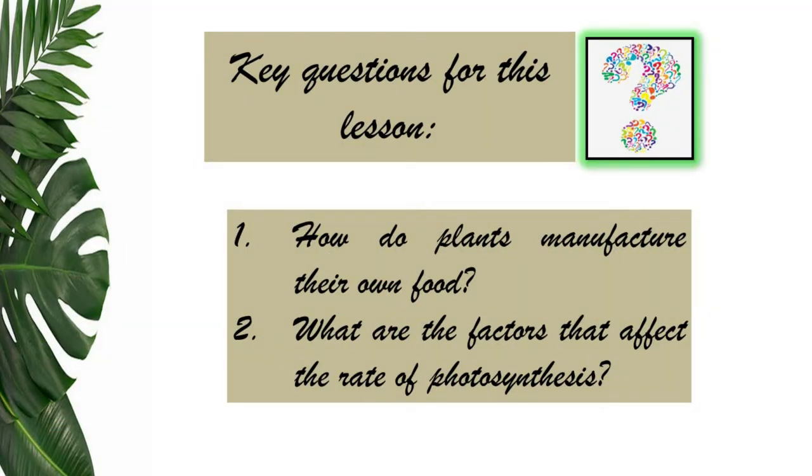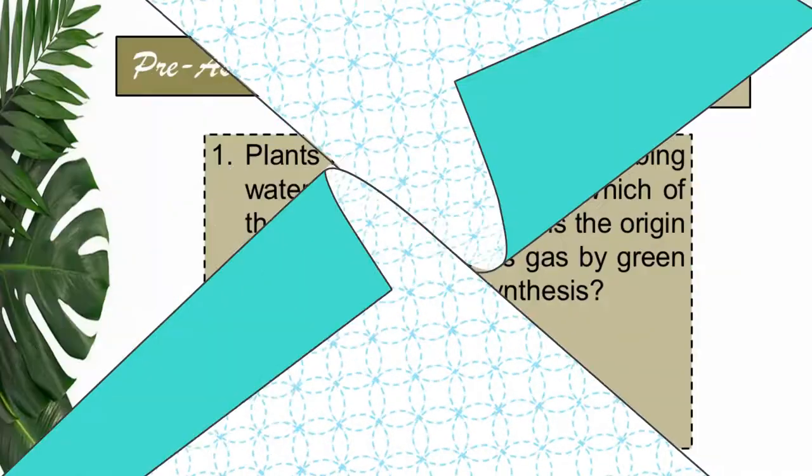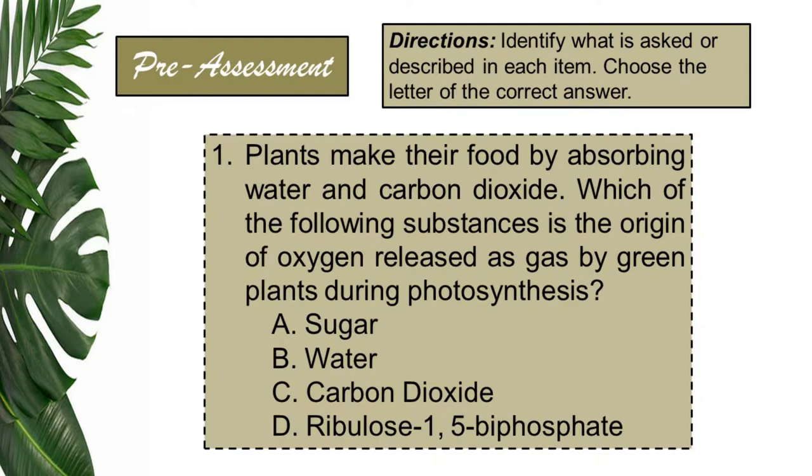Now we have here the key questions for this lesson. 1. How do plants manufacture their own food? 2. What are the factors that affect the rate of photosynthesis? Let us try this pre-assessment for us to find out how much you know about photosynthesis. Directions: identify what is asked or described in each item. Choose the letter of the correct answer and write it in your activity notebook.